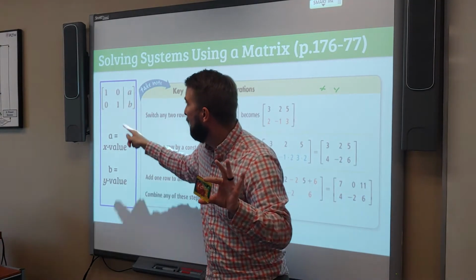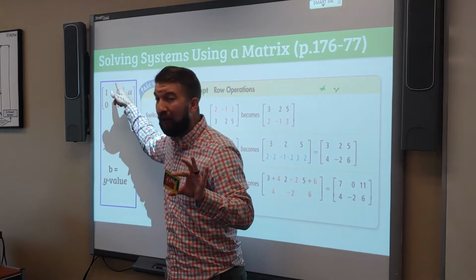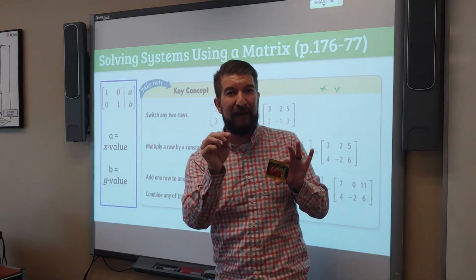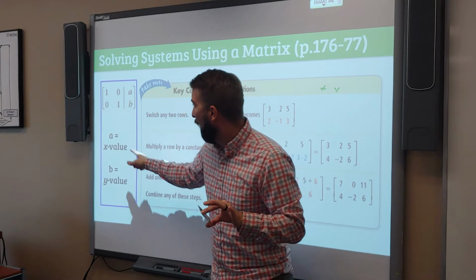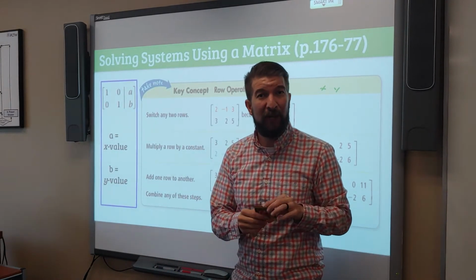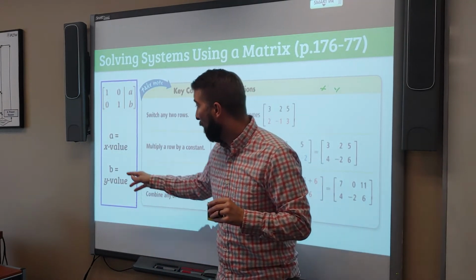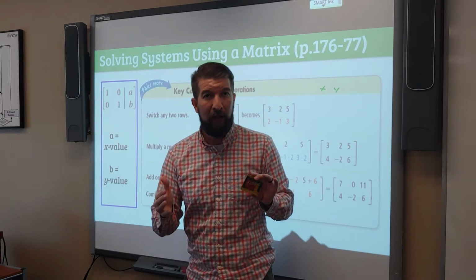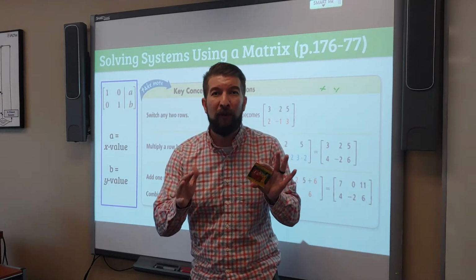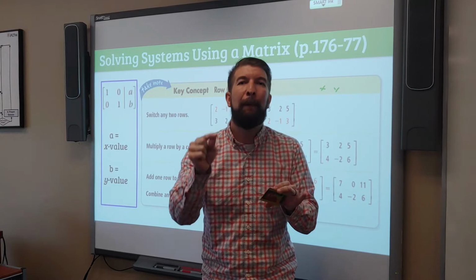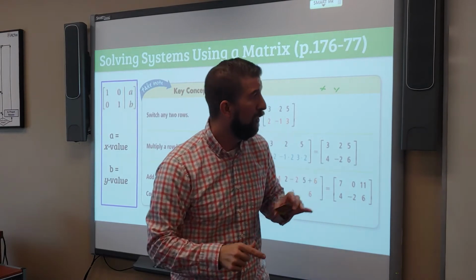And once you get a 1, a 0, a 1, a 0 in those 4 boxes, the A and B, that is your solution. The A represents the x value, and the B represents the y value. So let's do an example. I promise you it's going to be a little difficult, but it's going to be a lot of fun. So here we go.